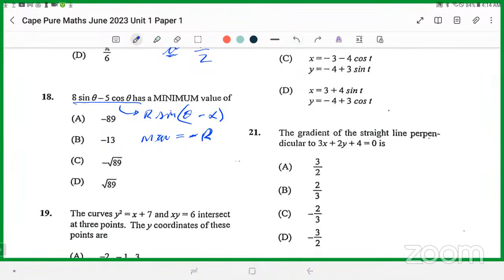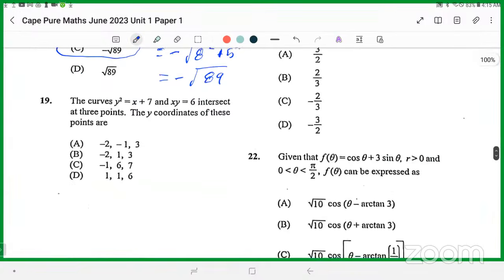What is the R? The R is the square root of A squared plus B squared. Put back the minus on it. That's 8 squared plus 5 squared. So it's minus square root, and that's going to be 89, because it's 64 plus 25, 89. The square root of 89. Answer is this one.